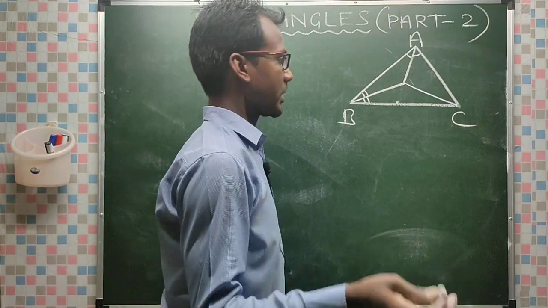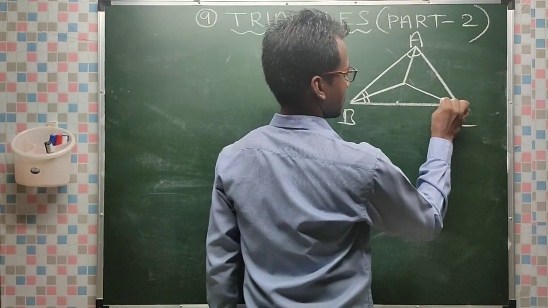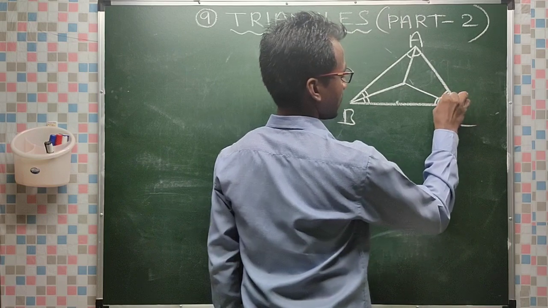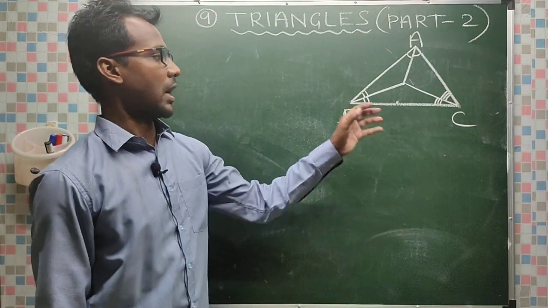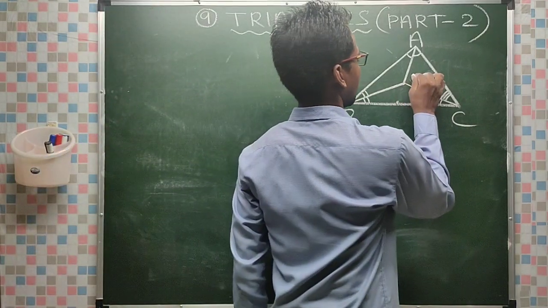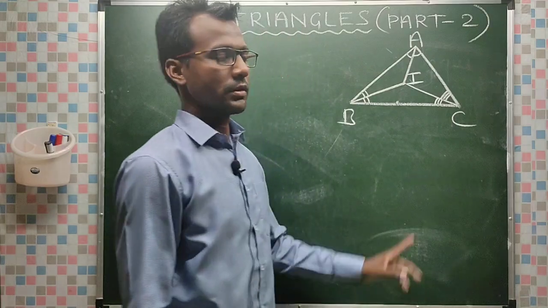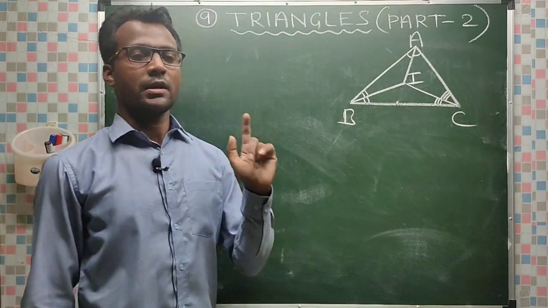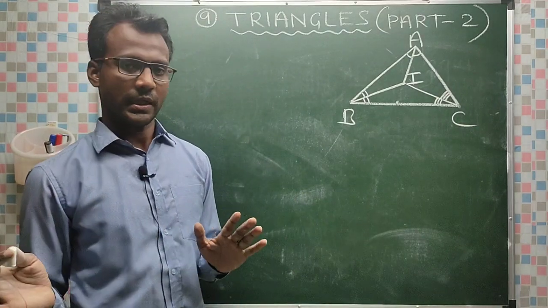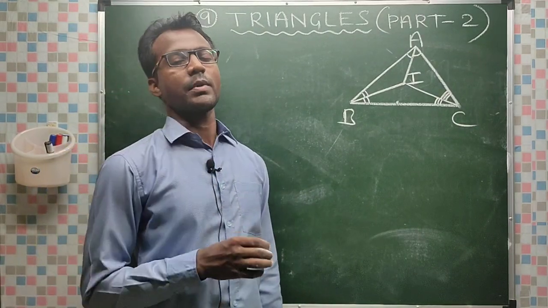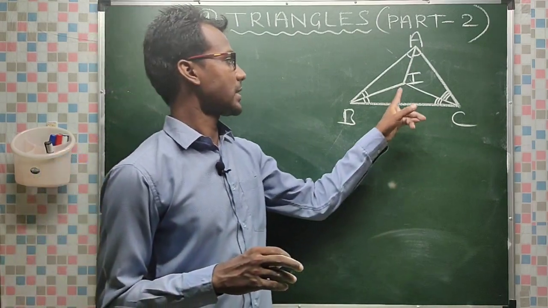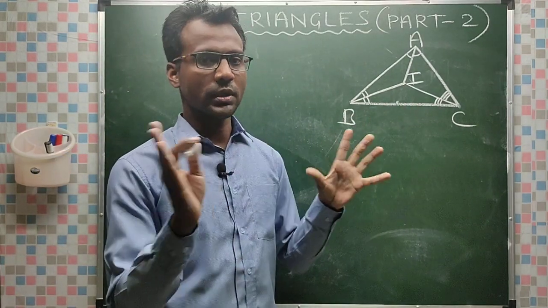My diagram is not accurate. So this angle is equal to this angle. I have drawn three bisectors. They will intersect at a point, suppose I. This point is called incenter. And now we have to prove that this incenter is equidistant from all the three sides. Now in mathematics, distance means perpendicular distance. That means from I, we have to draw perpendicular on all the three sides.